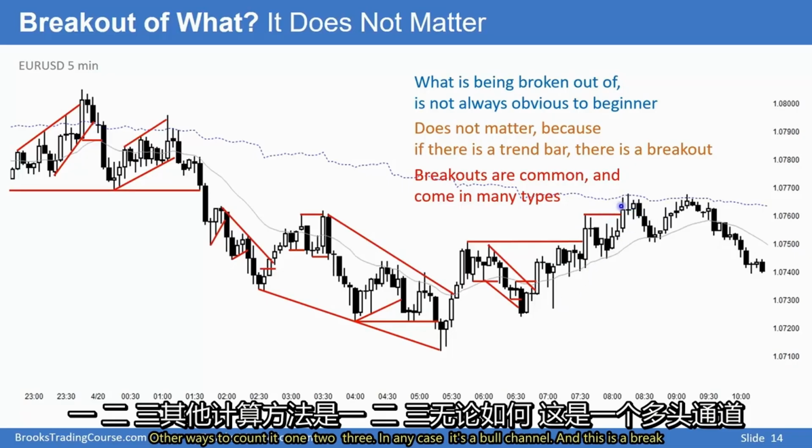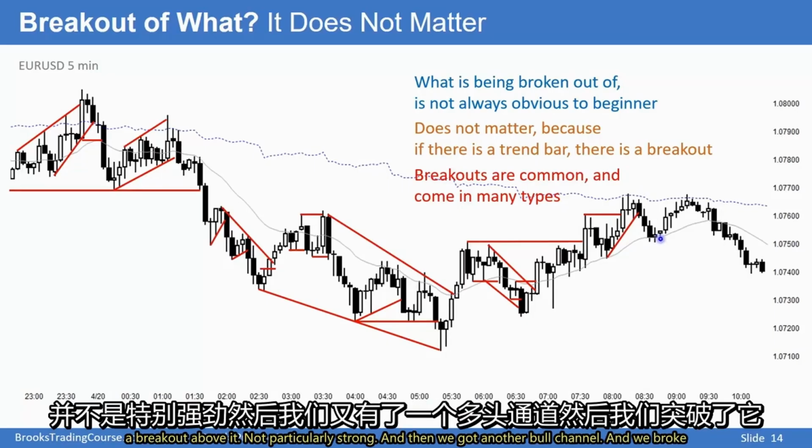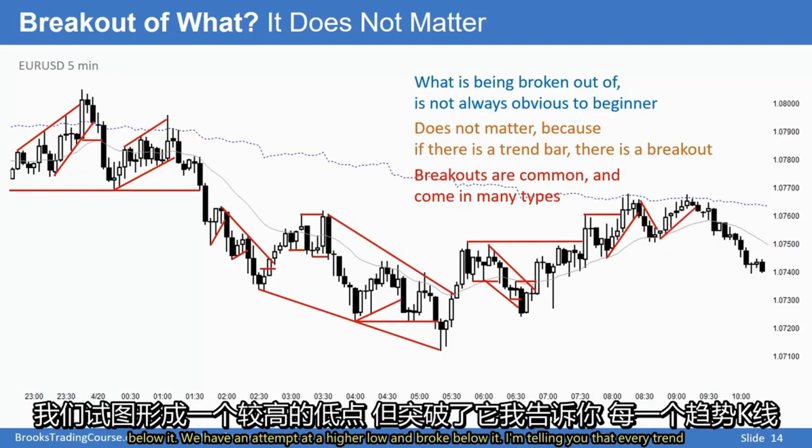In any case, it's a bull channel, and this is a break below the bull channel. Did not get very far. Now we have a bear channel, a bull flag, and this is a breakout above it, not particularly strong. And then we got another bull channel, and we broke below it. We have an attempt at a higher low and broke below it.